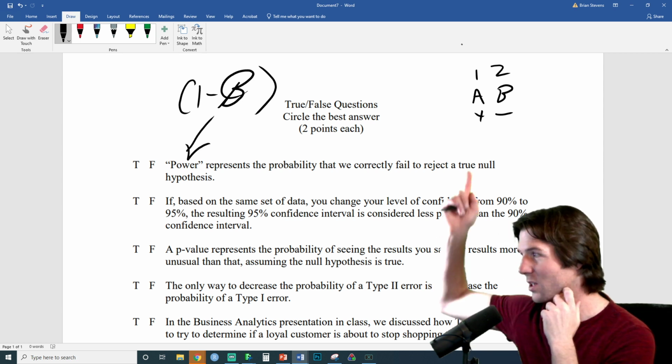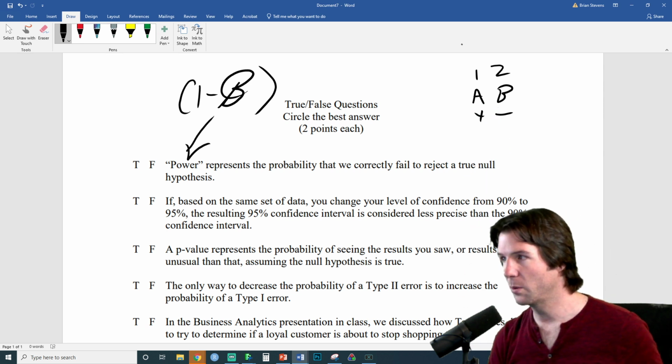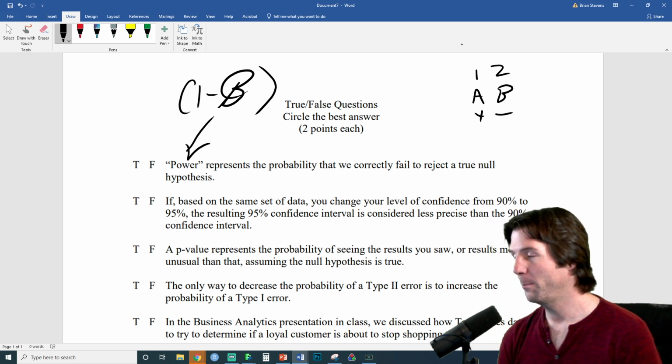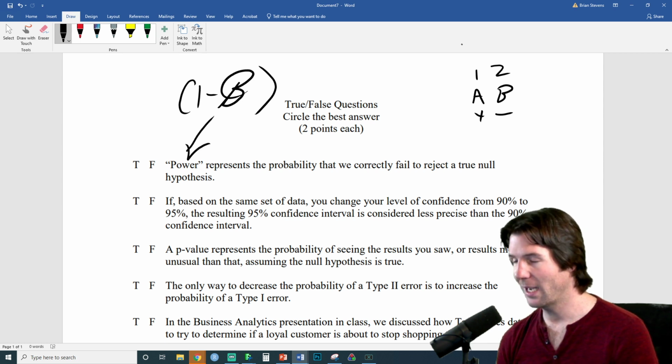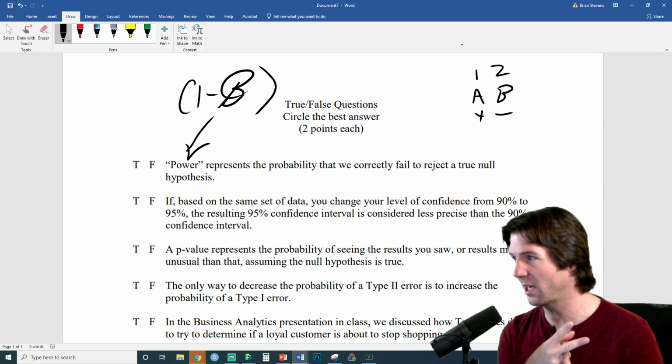I think you used my cheat sheet. You're right. Alpha is your type 1, and beta is your type 2. So when you see 1 minus beta, power is not making type 2 errors. A type 2 is when the null is false. There's the 2 and there's the false, and we fail to reject it.